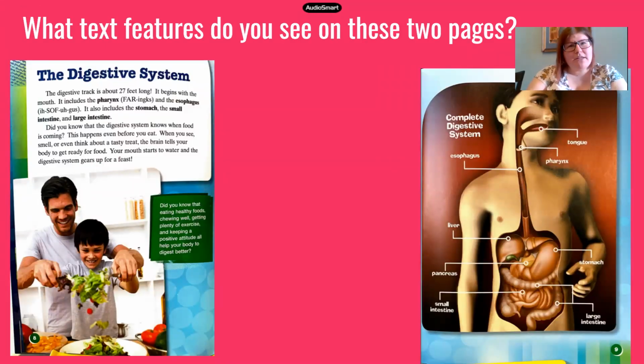So before we start, my question to you is, I want you to take a look at these 2 pages and what kinds of text features do you see? Remember, a text feature is something that comes up in a nonfiction text, and it helps us to understand some things better. So go ahead and think. I want you to say them out loud. It might be a little silly at home, but go ahead and say them out loud.